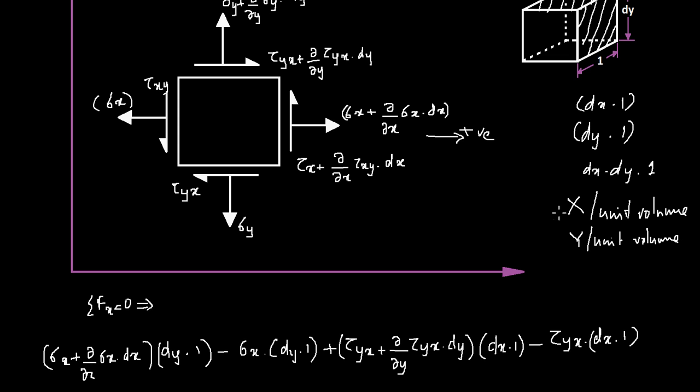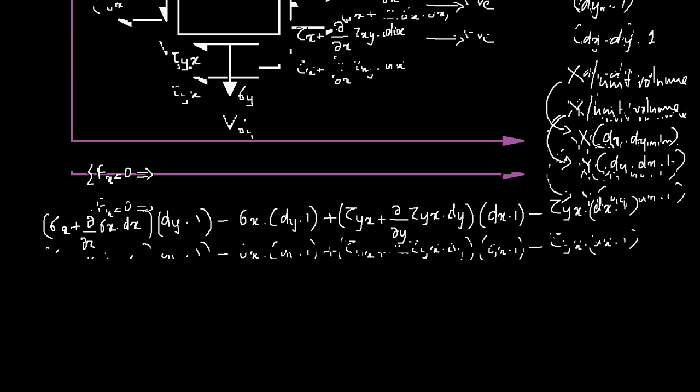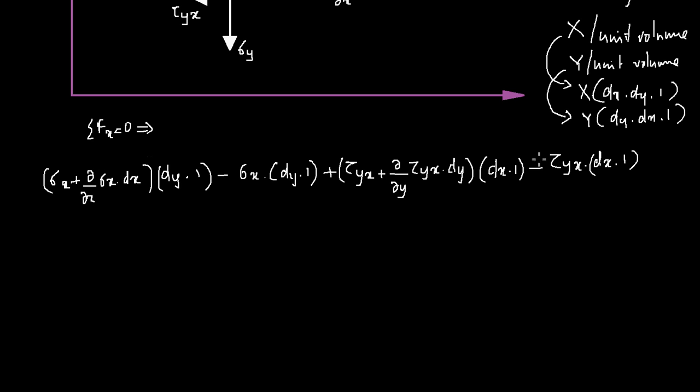and the one in the y direction we take as Y per unit volume, and therefore the corresponding force to X will be X times dx dy 1, because this is the volume of the body, and that corresponding to Y will be Y times dy times dx times 1. So any body force or any inertia force or electromagnetic force whatsoever in that field is considered as X per unit volume. So along with these forces, you have plus X times dx dy times 1 equal to 0 for the force equilibrium along the x-axis.